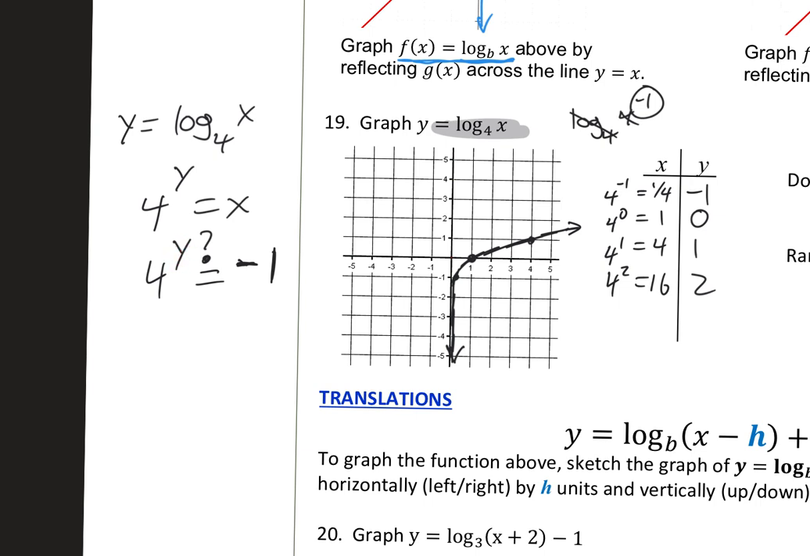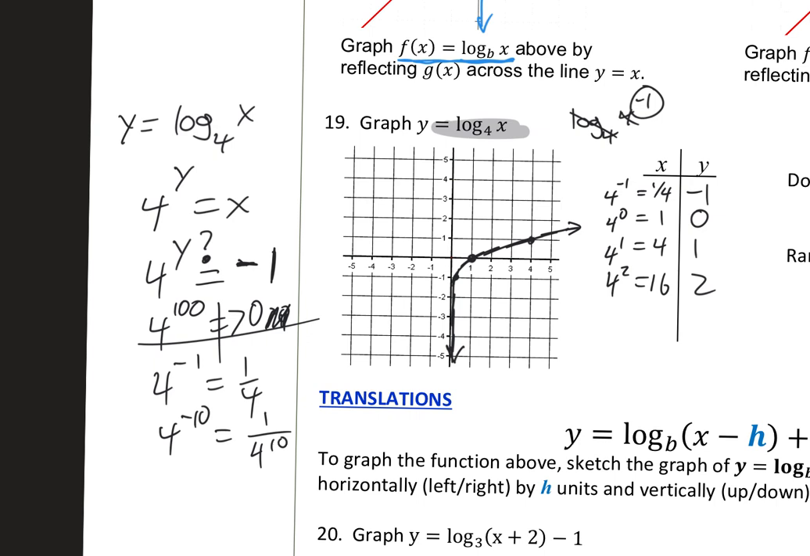Think about what you could do. You could do 4 to a really big number, 100, and that's definitely not a negative number. That's going to be some number that's greater than 0. So that won't work. Let's try 4 to a negative number. If I did 4 to a -1, that just makes 1/4. If I did 4 to -10, all that really does is 1/4 to the 10th, which is a very small number, but it's not negative.